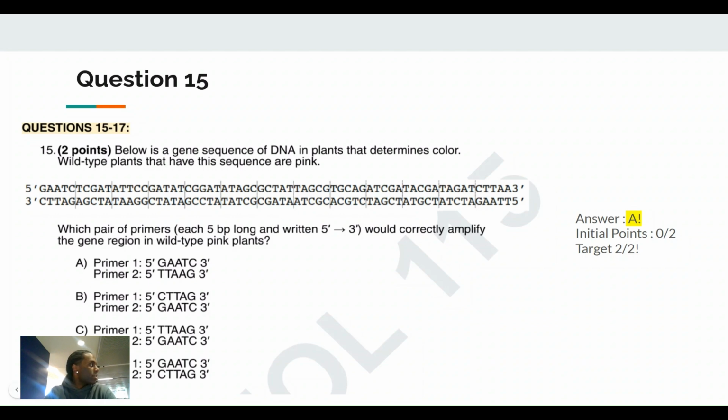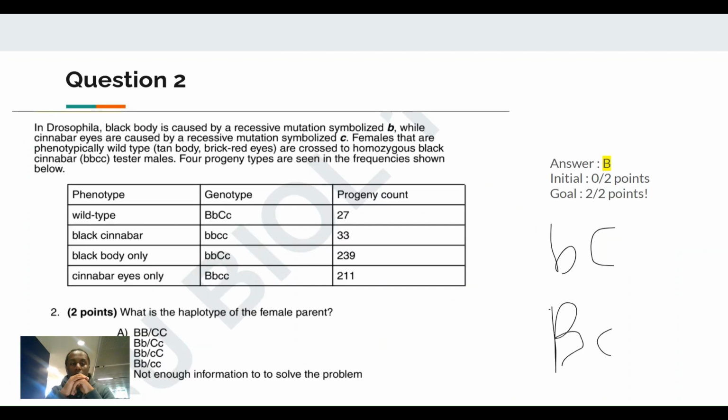And this automatically cancels out answer D as well, since it's complementing the bottom strand of the 3 to 5, which is what we do not want to do since we already have that complemented. Anyways, going back to question 2 now. This one is asking about the haplotype of the female parent, which is phenotypically wild type.